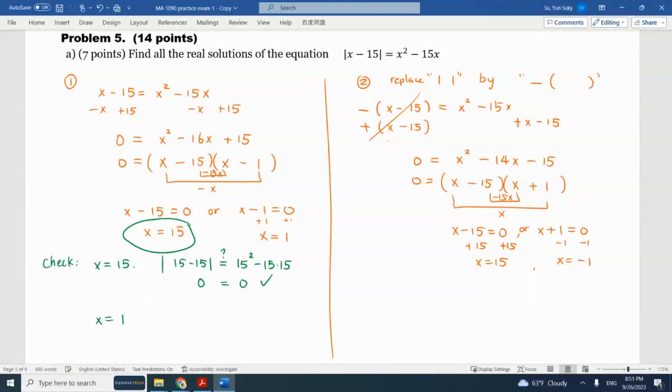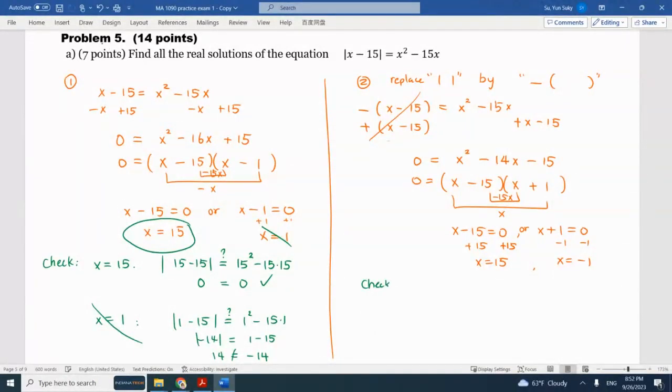How about 1? You plug in 1. 1 minus 15. Is it equal to 1 squared minus 15 times 1? On your left hand side, negative 14, but the absolute value makes it positive 14. But the right hand side, you still have 1 minus 15, which is negative 14. They're not the same. So 1 is not a solution.